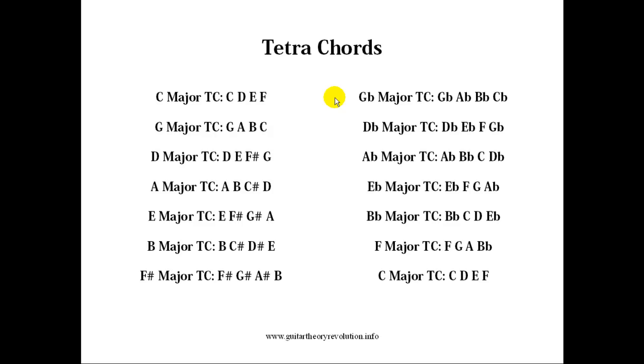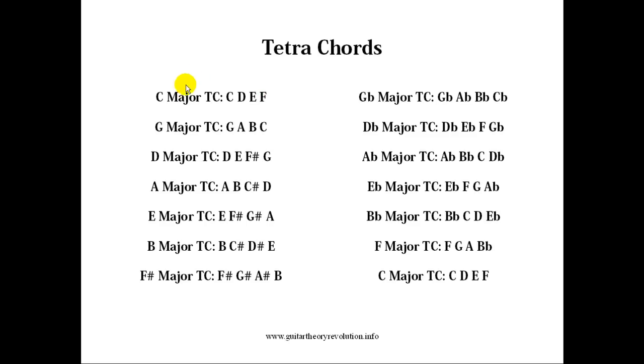But what do we do from there? Well, I'm going to introduce you to something called a tetrachord, specifically a major tetrachord, which is basically just the first four notes of the major scale. So C major tetrachord, C, D, E, F. Easy enough, the first four notes of the major scale.